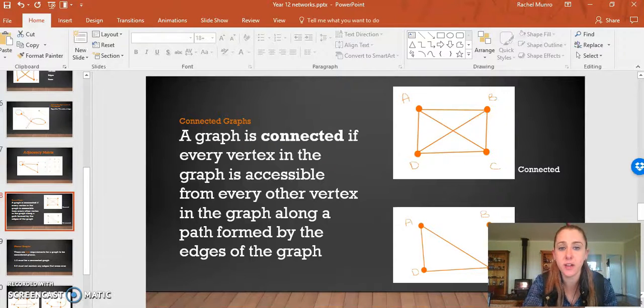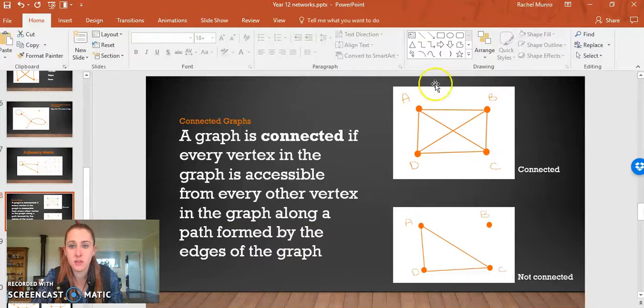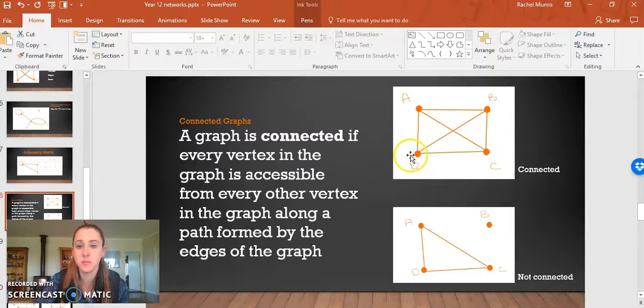A connected graph means that every vertex is actually connected to the graph, so it's accessible. You can actually use an edge to get to it. You can see here that this top graph is connected because you can get to every vertex and from every vertex. This one down here isn't connected because, as you can see, B is an isolated vertex. It's out on its own, which means it's not connected.